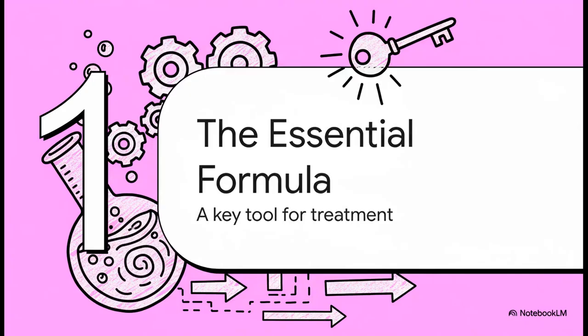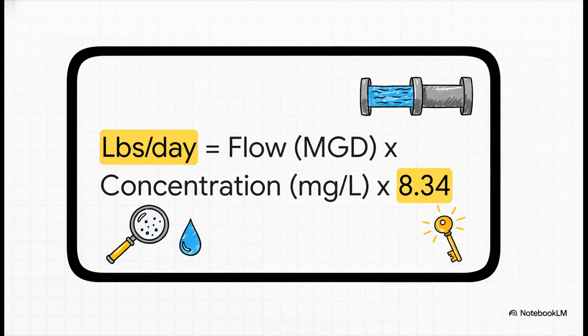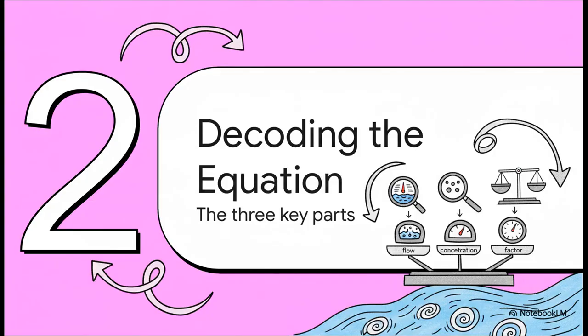This is the essential formula. It's known as the Pounds Formula, and believe me, it is the key that unlocks pretty much everything else in water treatment. And here it is. At first glance, it looks pretty simple, right? It's just three things multiplied together. But to really get it, we need to break down each part of the story this little equation is telling us. So let's decode this thing. We're going to take a look at each of those three key parts one by one so you can see exactly how they all fit together to solve that whole weighing a river problem.